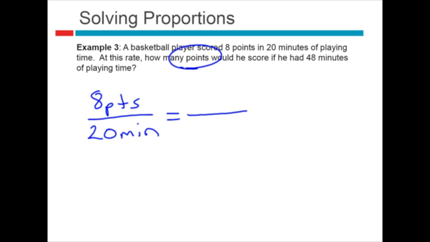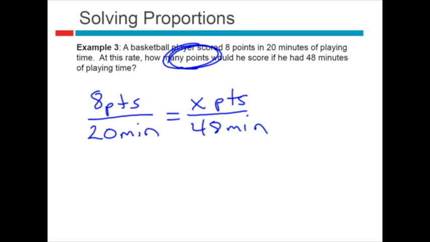Let me clear off these circles. Okay. So, the points, which we don't know, that's our unknown, our variable, is going to go up top. We're going to say x points, and the 48 minutes will go on the bottom. And that's a very key first step, just being able to set up the proportion correctly. All right, and now we can go through and solve it, just like we did our last examples.